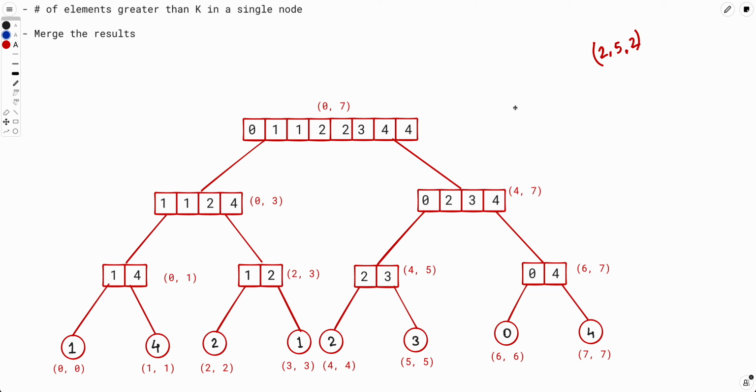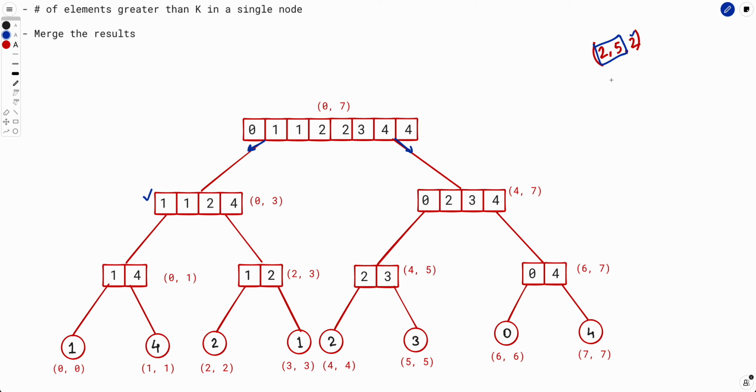Now let's take one example and try to answer it to see how the algorithm will work. Let's say we have to answer the query 2 5 2. Basically we need to figure out how many elements are greater than 2 in the range 2 comma 5. So k is 2 and i, j is 2 comma 5. As usual in a segment tree, we start from the root. The root denotes 0 comma 7. So 0 comma 7 overlaps with 2 comma 5, but doesn't completely overlap, so we will go in both left and right directions.